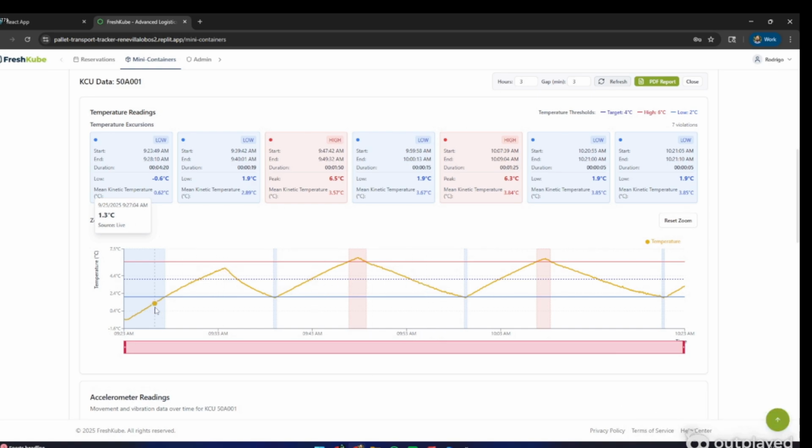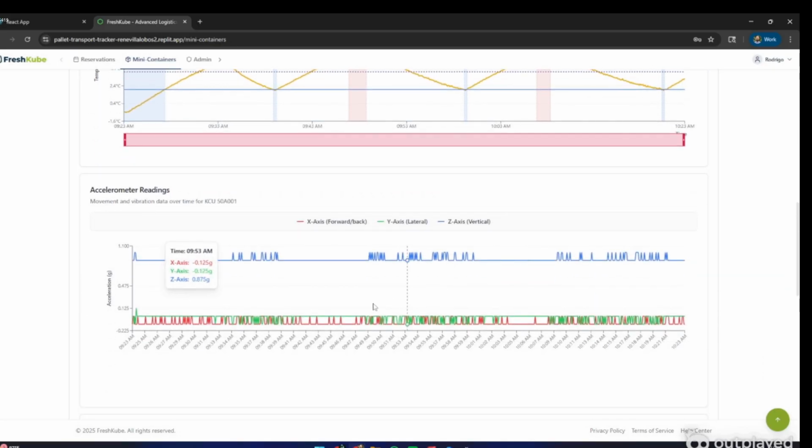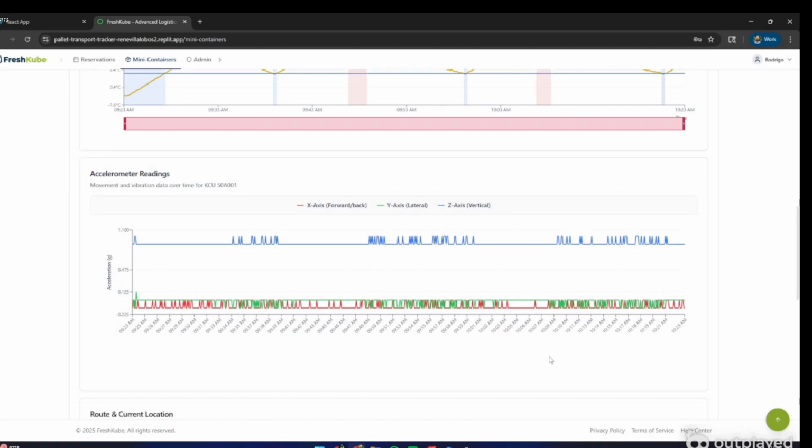This not only tells us the internal temperatures, if it is within the expected range, but also does an assessment of temperature excursions, meaning that the temperature went either above or below the required range. It tells us for how long that excursion lasted and what the mean kinetic temperature was during that period of time. In addition, we observe the records of the accelerometer readings, and this can allow us to identify if there was a shock or something hit the mini container.